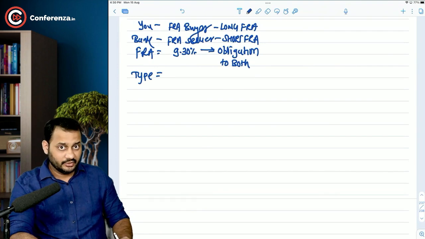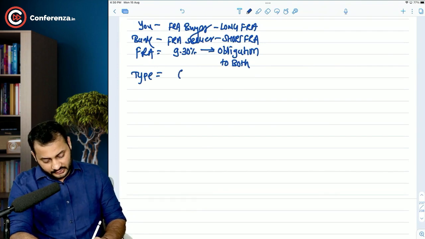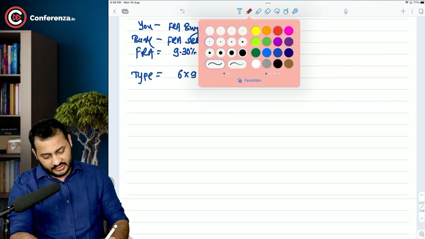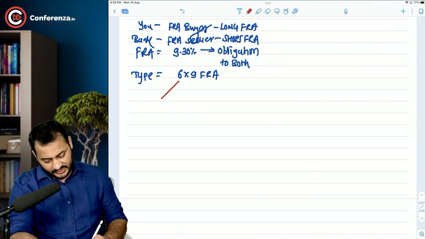Then it's a type. What is the type of the FRA? It's 6/9 FRA. Now you need to understand how to read this. 6 has a meaning and 9 also has a meaning.